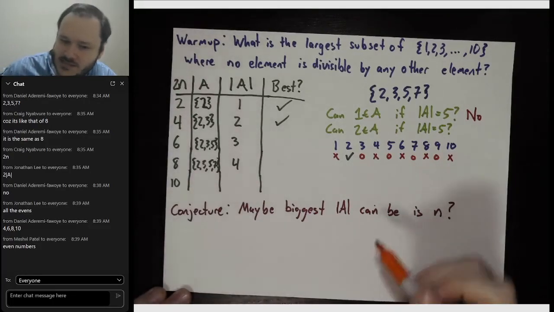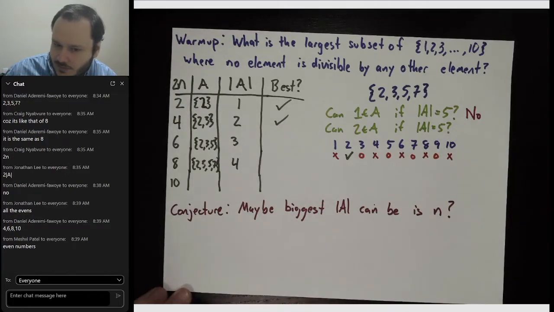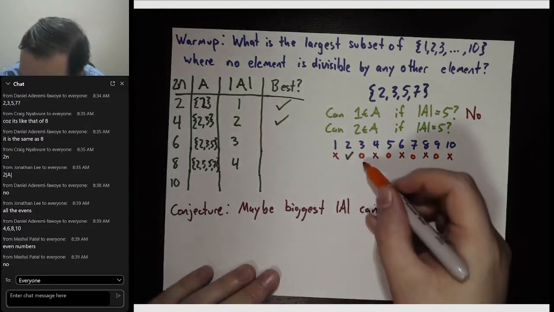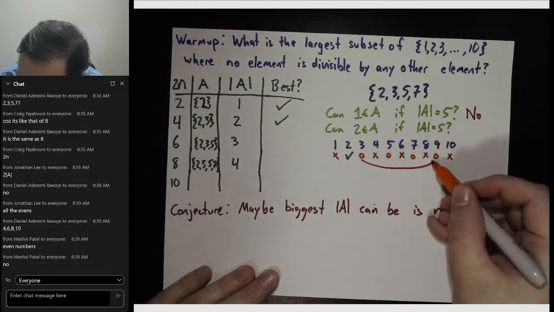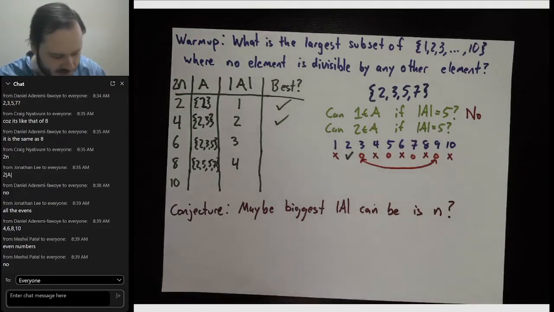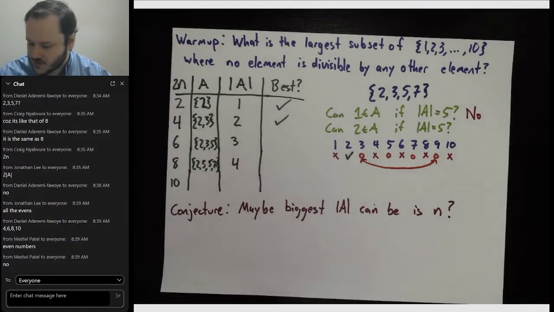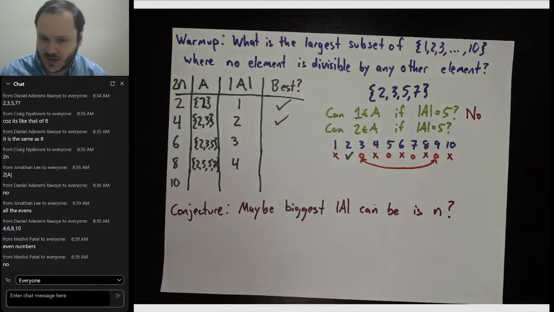But can my set be 2, 3, 5, 7, 9? Is that a valid set? No, right? That doesn't work because 3 and 9 can't belong together. So can 2 be in my set if I'm going to have size of A equals 5? No, it doesn't work.